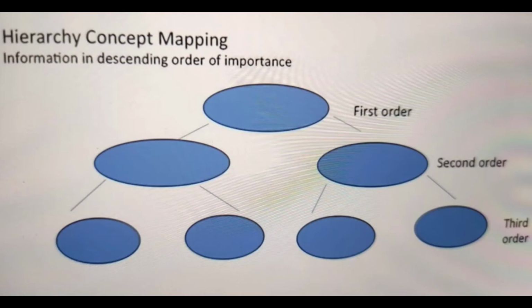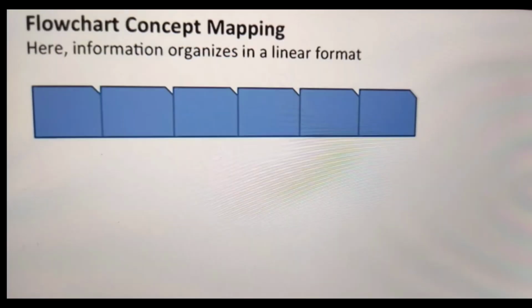Next is the hierarchy concept map. Here we are arranging the concepts in a hierarchical order. The primary concept at the top, secondary concept just below that, and tertiary concept just below the secondary concept. That way we can see different layers in the hierarchical order of different concepts. This is an example for hierarchy concept mapping.